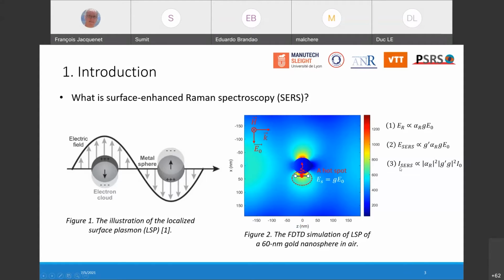And finally, we have the intensity of the SERS signal proportional to G' G to the power 2, where G is the gain factor of the incident light and G' is the gain factor of the Raman scattering. Because the Raman shift is small, we can consider G' equal to G. And finally, we have the enhancement factor EF proportional to G to the power 4.